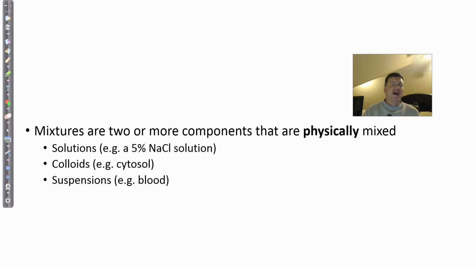So as a recap, think about how things are kind of put together. Some things are chemically put together. Those are molecules or compounds, but they're chemically connected. Mixtures are going to be physically connected, but not chemically connected. And the examples of mixtures, again, are solutions, colloids, cytosol, that refers to the stuff inside of a cell, and suspensions. That does it for this video.